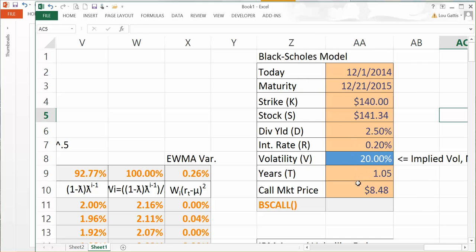So on this option, matures in a little over a year. The 1 year interest rate was about 20 basis points. IBM's dividend yield was about 2.5%. Current stock price is 141. Strike is 140. And the option was trading for about $8.48.